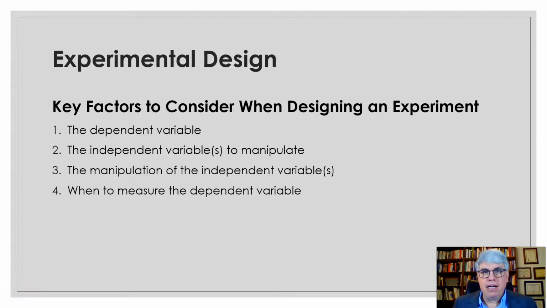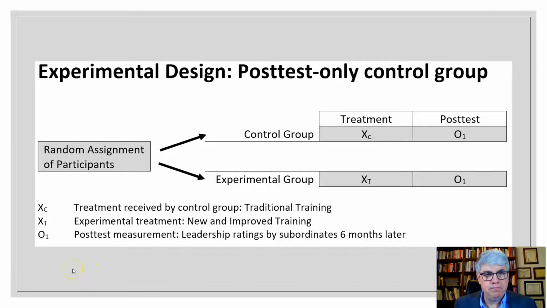Now let's look at a couple examples with this experimental training. Let's look at one design known as a post-test only control group. Now what we have in this illustration, going from left to right, is like a timeline. This is where we start. This is where we finish over at this side. So we start off with random assignment of participants into a control group and an experimental group. So if we had 100 employees, maybe 50 would go into the control group and 50 in the experimental group.